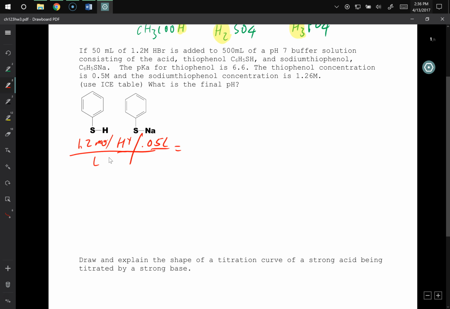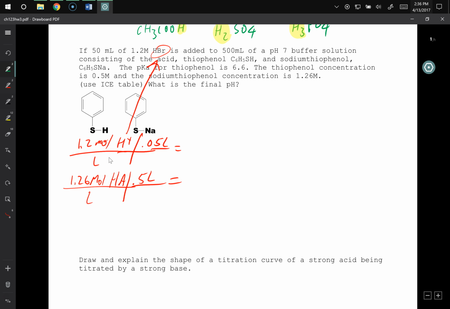So why am I just writing an H plus there? Because this thing's a strong acid, so the bromine doesn't matter. It really doesn't matter. Already, and then I've got 1.26 moles per liter HA and 0.5 liters, because that's the total volume of the buffer.